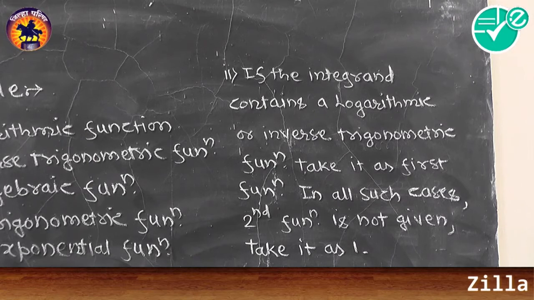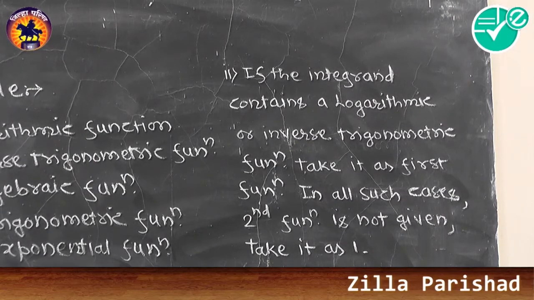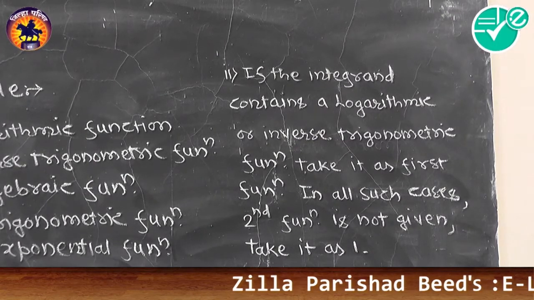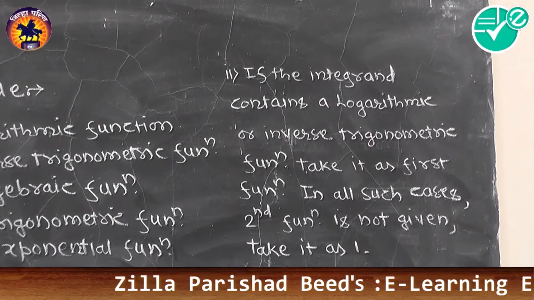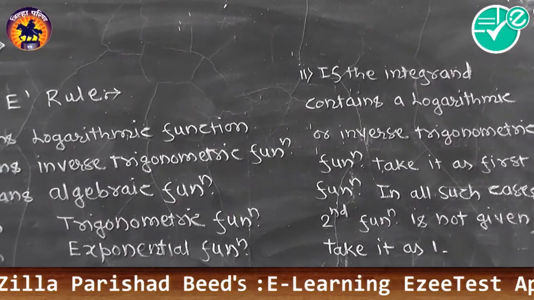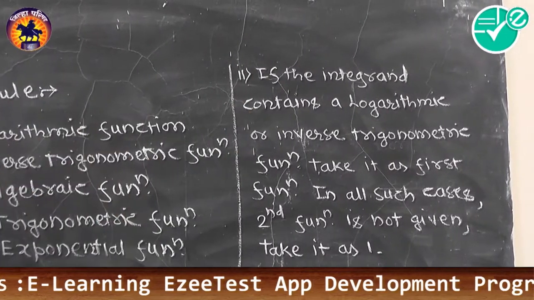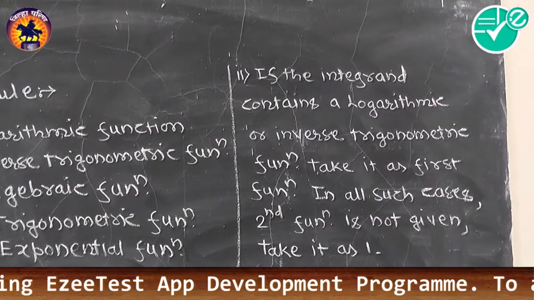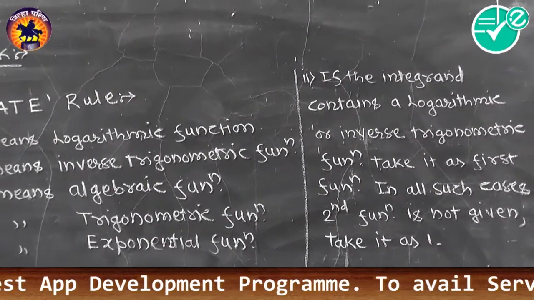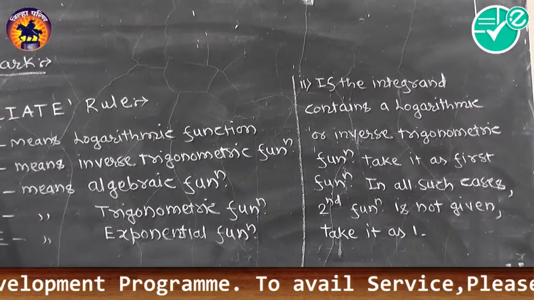In the integrand, the first function is the differentiable function and the second function is the integrable function. So we have finished the theory for this integration by parts. Now we are going to take the examples on it.